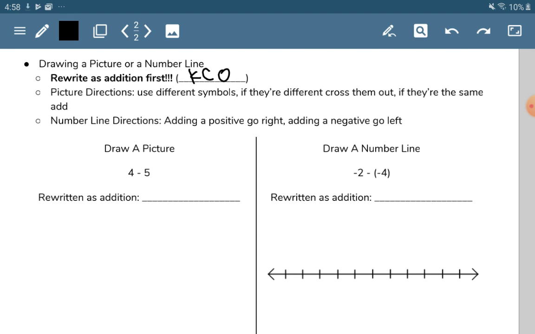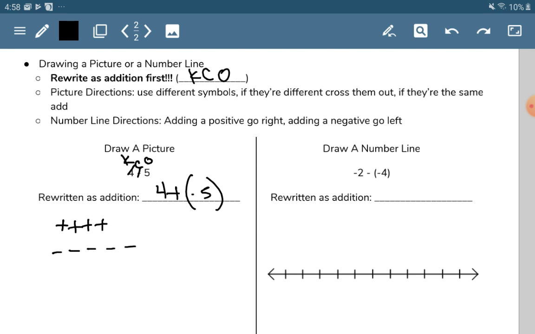So drawing a picture, we have 4 minus 5. If I say minus, I need to rewrite with keep my 4, cross it off as I go. Change to addition, cross it off. Now it's obvious that that was a positive 5, so it's now going to be a negative 5. I'm going to use just plus and minus signs for these. So since I have a positive 4, I'm going to do 4 plus signs. Since I have a negative 5, I'm going to do 5 negative or minus signs.